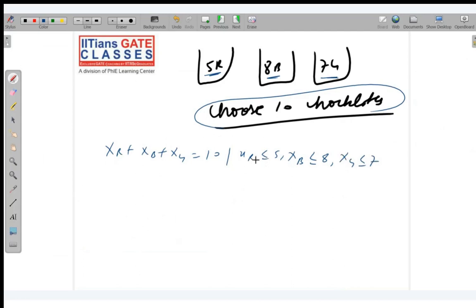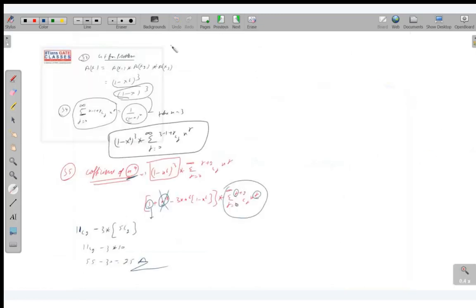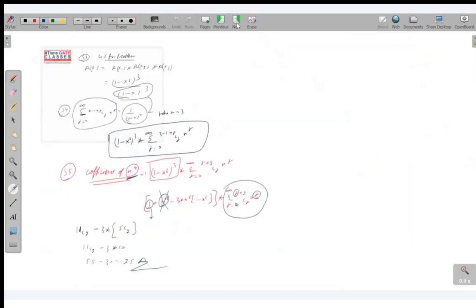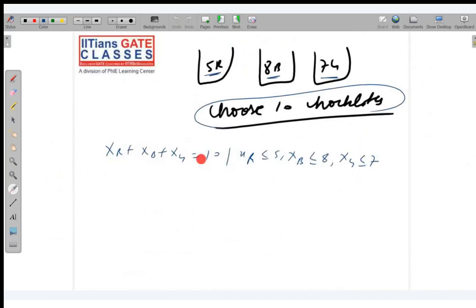So there is no lower constraint. Why? Because obviously the minimum is 0. The minimum red chocolate you can take is 0, and so on. In the earlier problem there was a lower constraint because it was the outcome of a dice. A dice outcome can be minimum 1, it cannot be 0. But here the minimum number of chocolates is 0, that's why there is no lower constraint. We will directly apply the upper constraint. Now I will write the generating functions.